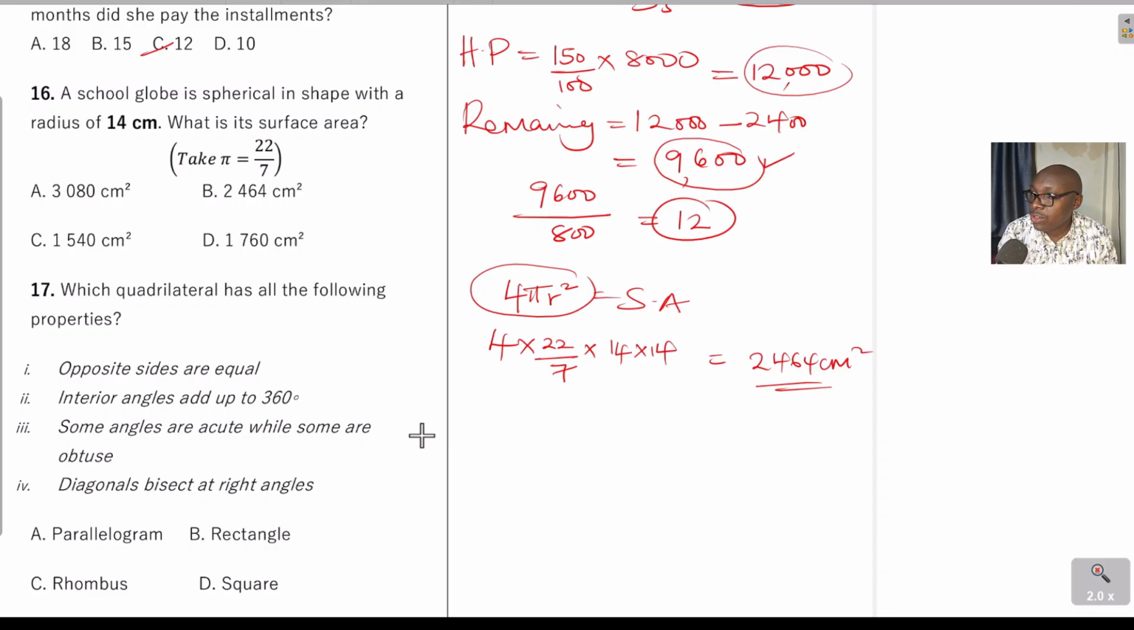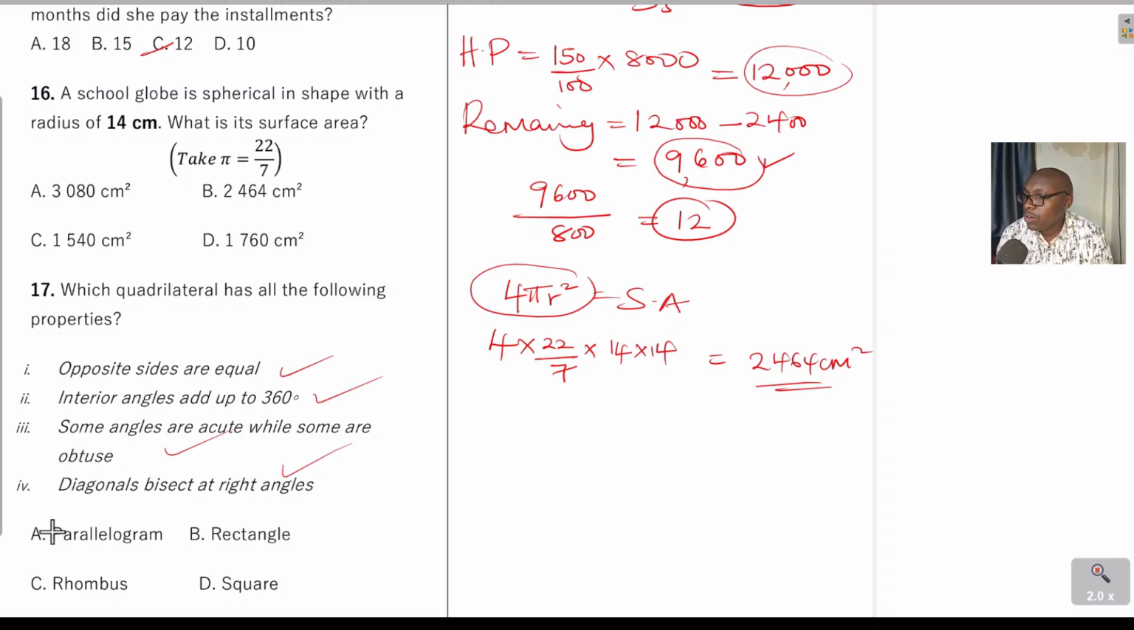Which quadrilateral has all the following properties? All the opposite sides are equal. The interior angles add up to 360. Some angles are acute while others are obtuse. Diagonals bisect at right angles. Maybe the most important point that is going to assist you here is this one: diagonals bisect at right angles. And then opposite sides are equal. All the opposite sides are equal.